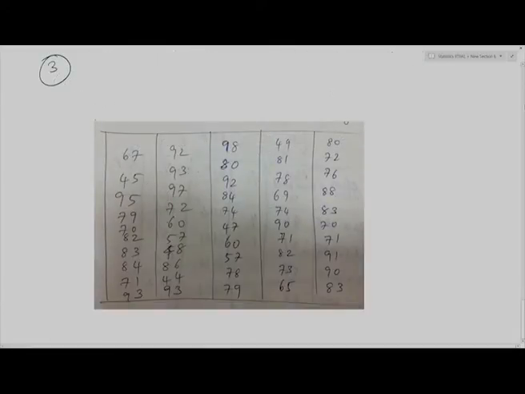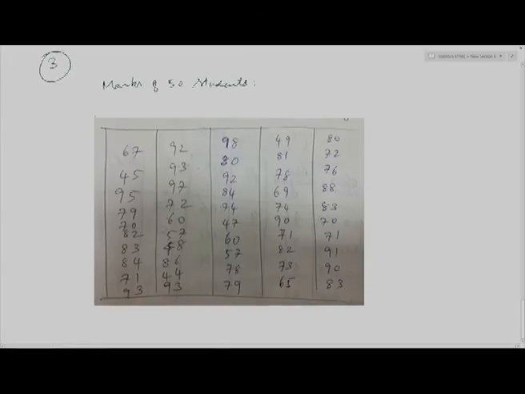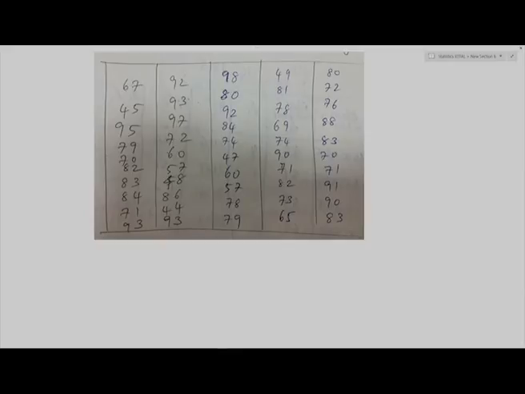Look at these entries. Let us assume that they are marks of 50 students. So, 50 entries are there. Now, for this data, this is ungrouped data. And for this, I want to compute the variance, sigma square.